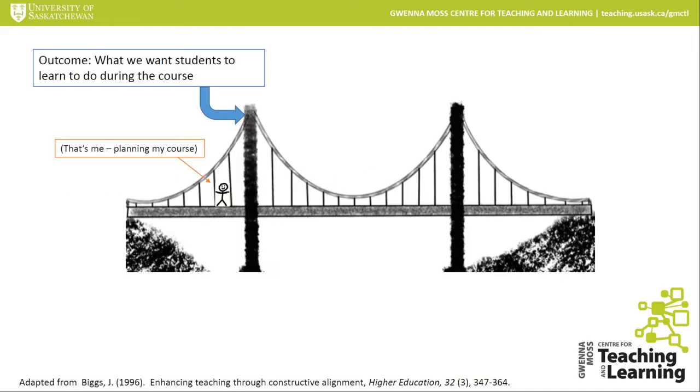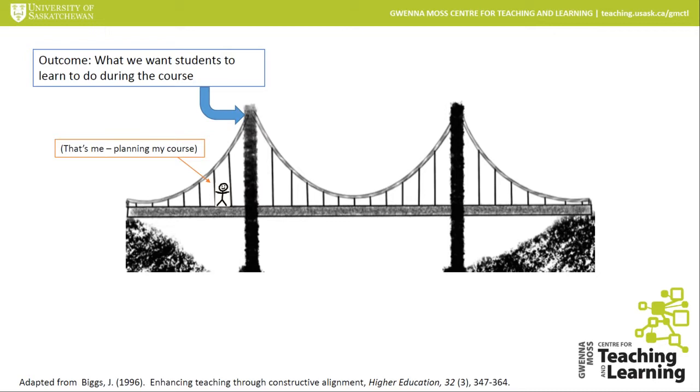I use a bridge as an analogy to describe the process of designing a course using the principles of constructive alignment. At the beginning, when I'm planning a new course or I'm adjusting a course I have taught or will teach, I imagine I am standing here. That's me, planning my course. And the very first thing I need to know is, what are my outcomes? These are statements that describe what a student will learn to do during this course.